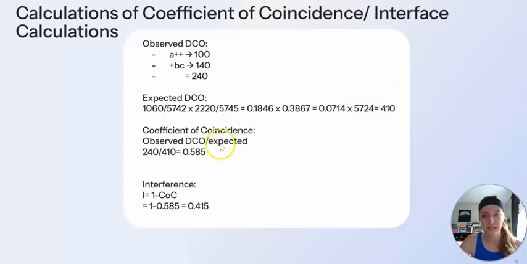Overall, you get 410. From there, for the coefficient of coincidence, you take this number and this number and divide them, and that's where you get our coefficient of coincidence, which is 0.585. For the interference, you do interference equals 1 minus the coefficient of coincidence. So you're going to do 1 minus 0.585, which equals 0.415 for our interference.